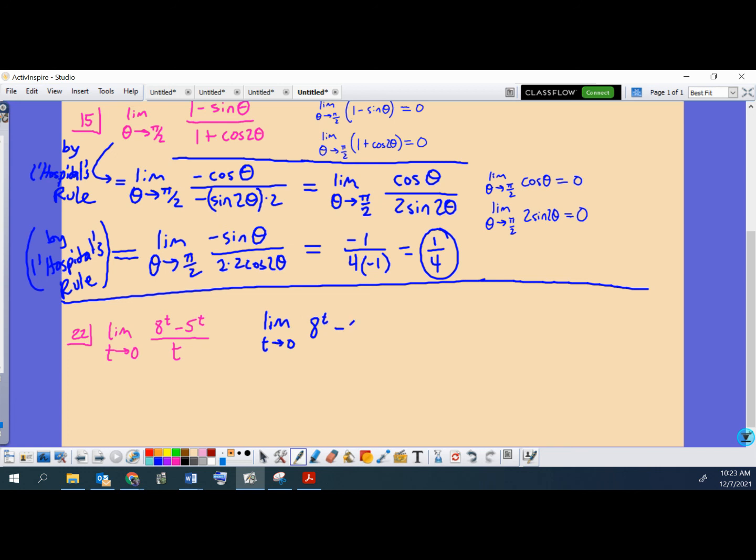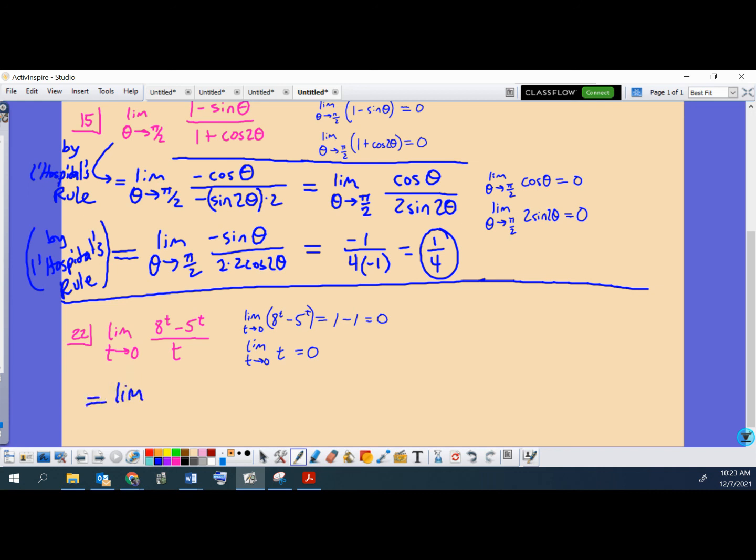8 to the t minus 5 to the t. If you want to show a little work, you can write equals 1 minus 1 equals 0. Or if you're comfortable just writing equals 0, that's cool. And then the limit, at least it's cool with me. I don't know, maybe not all teachers feel that way. So I've shown the limits for the numerator and the denominator, and they're both 0, and that means I can use L'Hopital's rule. And so let's do it.